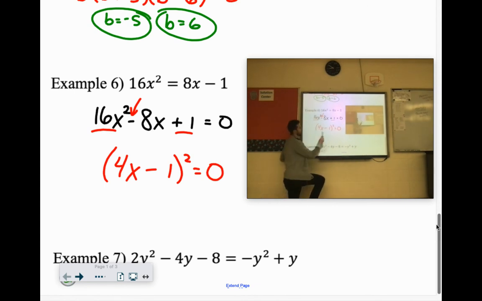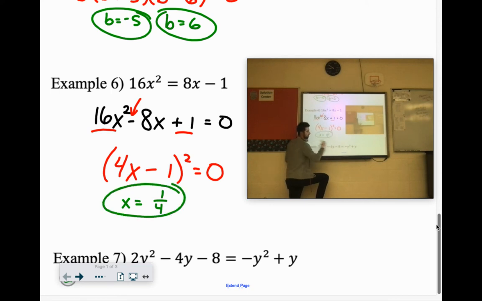Now think of the equation: 4x minus 1 equals 0. You would add the 1, positive 1, and you would divide by 4. So x equals 1/4. That is the only solution on this one.